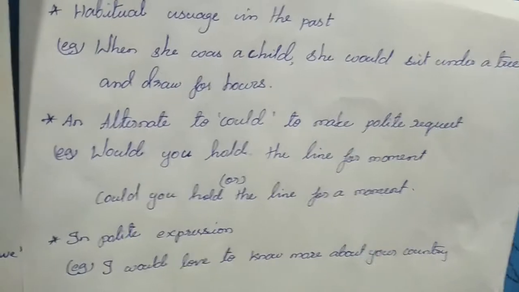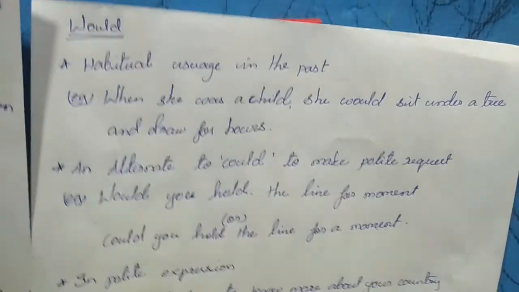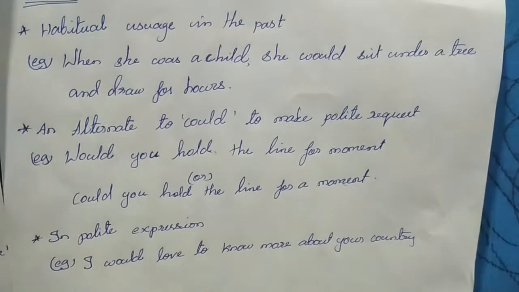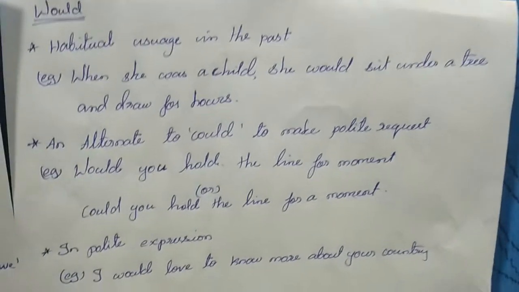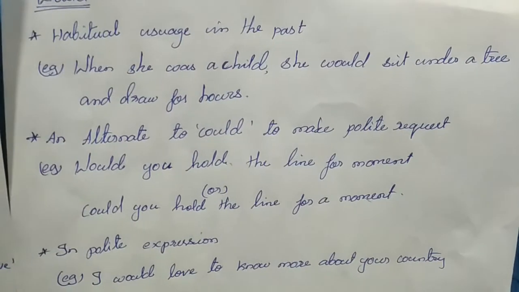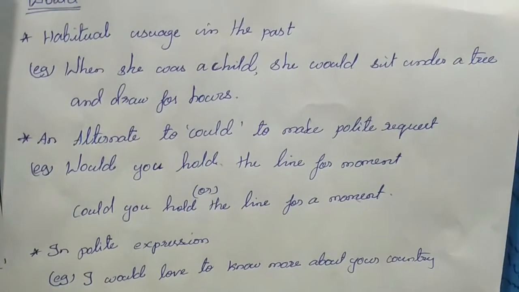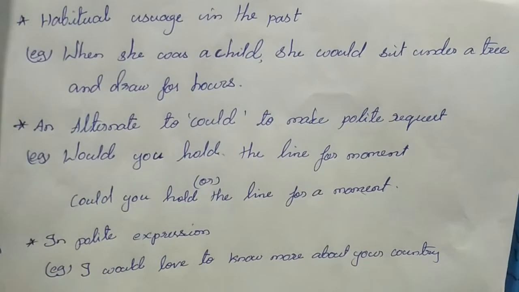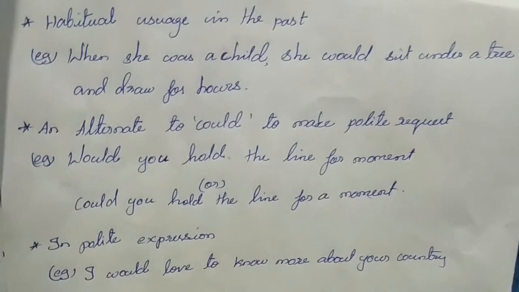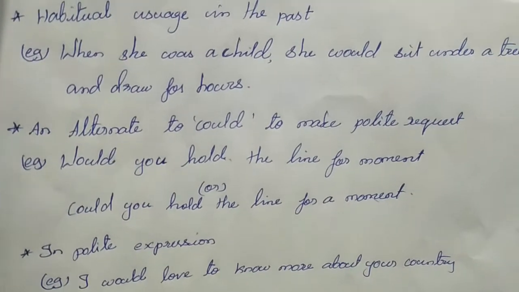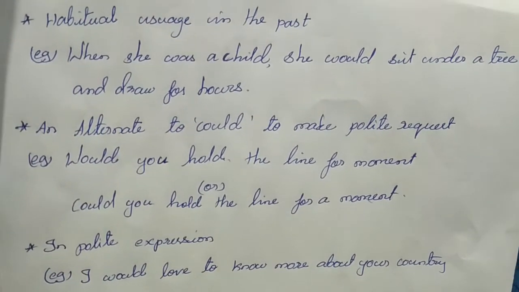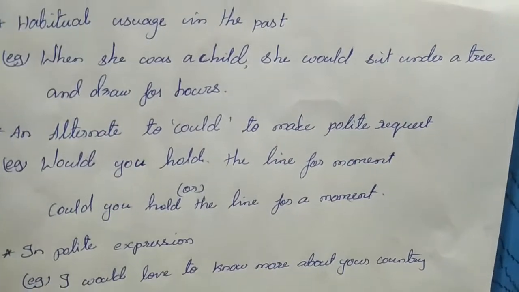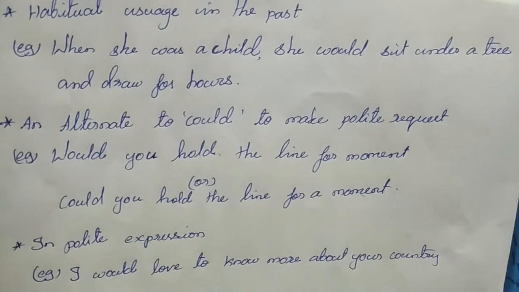Next we are moving on to would, the last modal verb. Would is used for habitual actions in the past. Just as we use will in the future, would is used in the past. Example: when she was a child, she would sit under a tree and draw for hours. We always learned that habitual usage is in the present; the simple present is used for habitual actions, right? But for past habitual usage, we use would. When she was a child, she would sit under a tree and draw for hours.